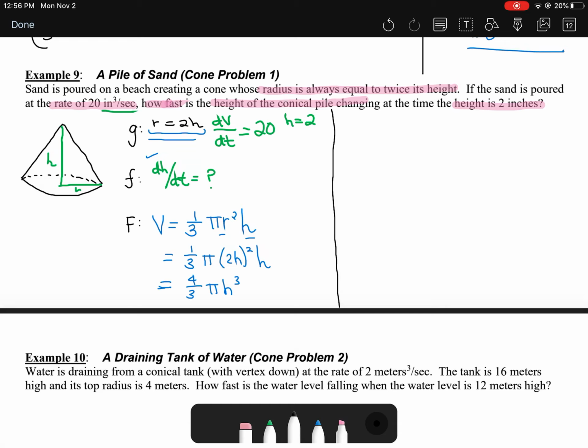Okay, so now let's take the derivative. So I have dV/dt is equal to 4/3 pi. Well, the derivative of h cubed, that's 3h squared dh/dt. Well, I know the 3's are going to cancel, so I'm just going to write this as 4 pi h squared. Well, that's 4 dh/dt. That's what we're trying to find, and dV/dt is 20. Well, if I divide that over, I get 20 over 16 pi.